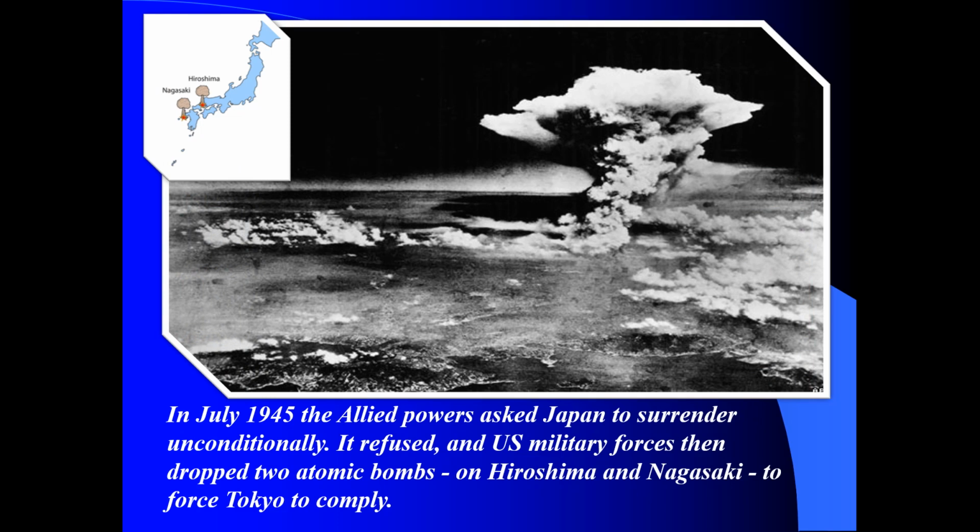In July 1945, the Allied powers asked Japan to surrender unconditionally. Japan's leaders refused. Therefore, the U.S. Air Force dropped 2 atomic bombs on Japan, one on Hiroshima, the other on Nagasaki, to force Tokyo to surrender, which they did unconditionally.